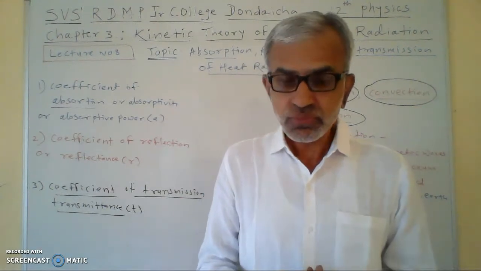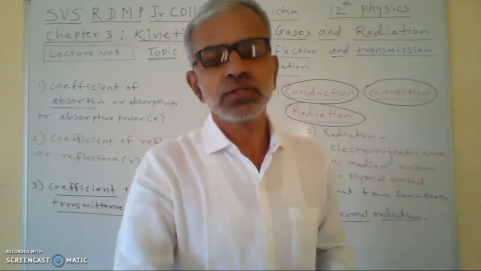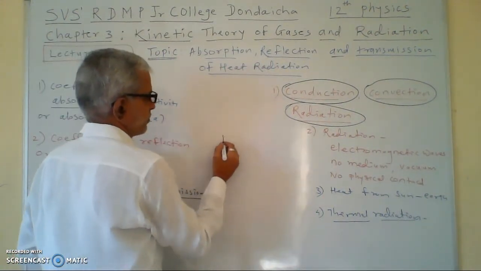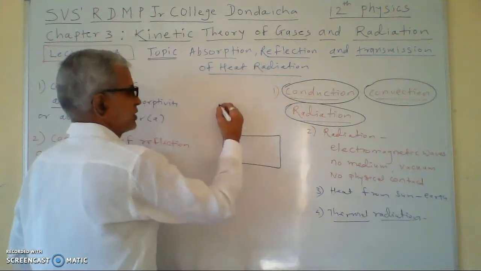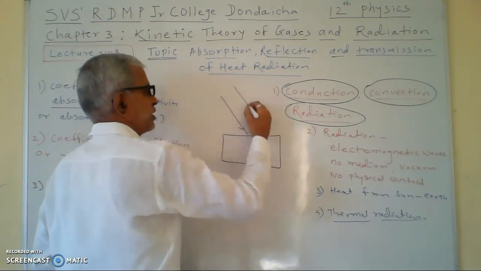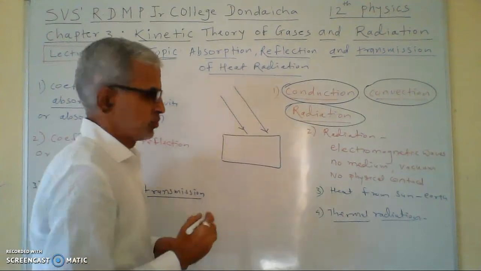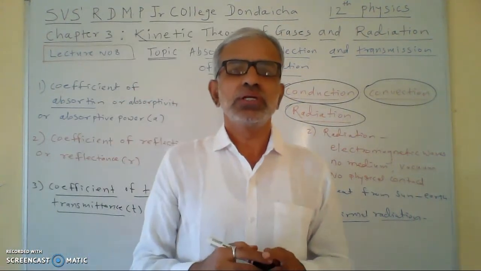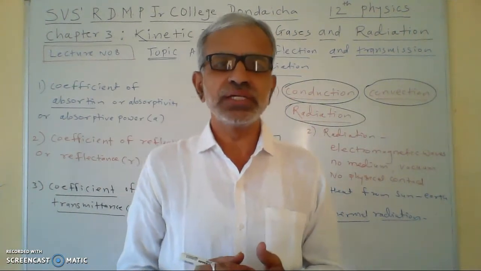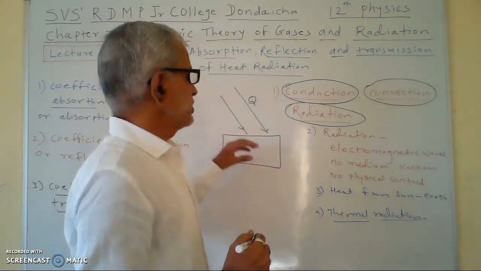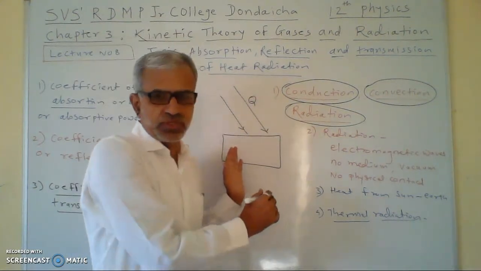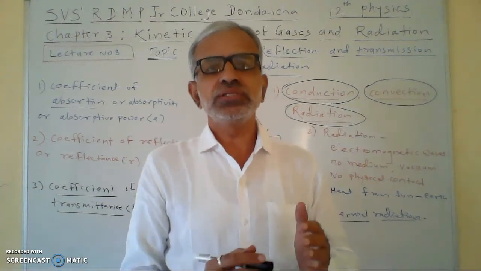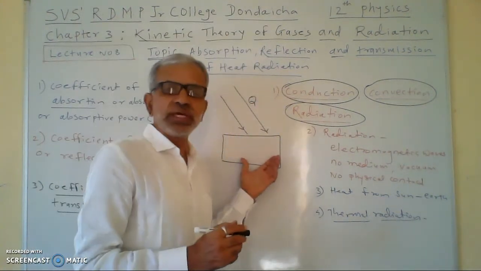Now suppose there is thermal radiation incident on some substance. Suppose that Q is the quantity of thermal energy, thermal radiation, which is incident on some substance. Suppose that a total Q amount of thermal radiation is incident on any substance.